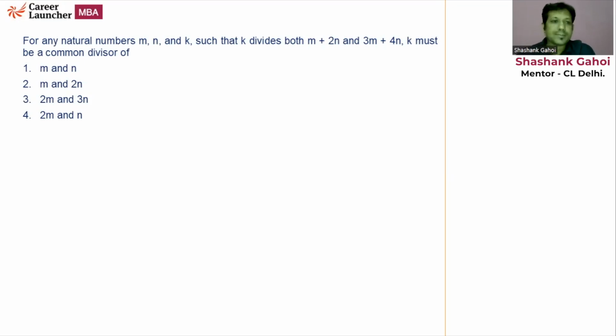Fair enough. Now, if this says that m plus 2n is divisible by k, it means m plus 2n should be equal to, let's say, some multiple of k, let's say ak. So basically, if m plus 2n is divisible by k, then 2m plus 4n should also be divisible by k. Now let's see. Next statement is 3m plus 4n is also divisible by k.